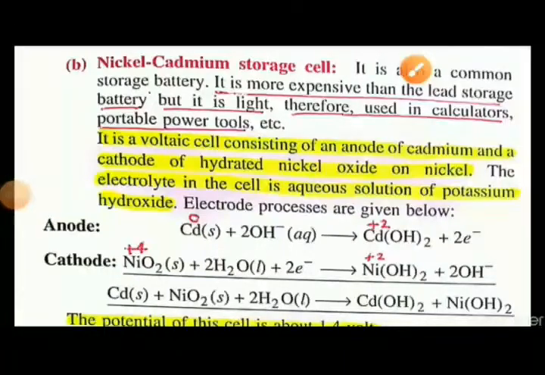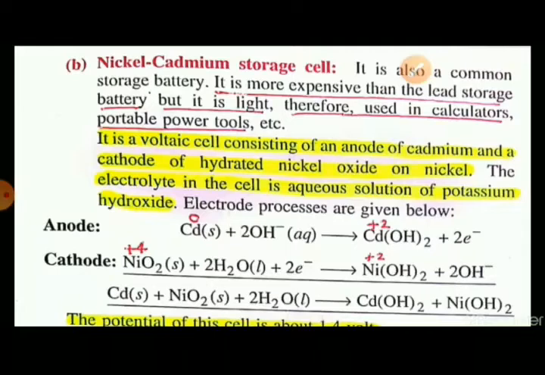Hello students, in the 7th video lecture of the chapter Electrochemistry, you will study the nickel cadmium storage cell, fuel cell, corrosion, factors affecting corrosion, prevention of rusting, etc. Now, details about the nickel cadmium storage cell.